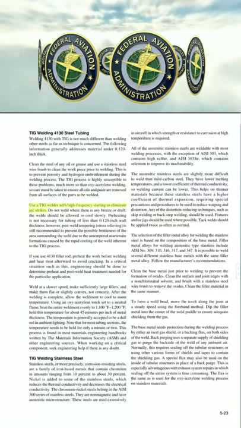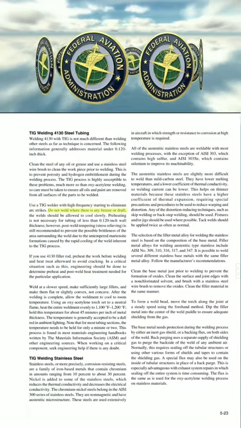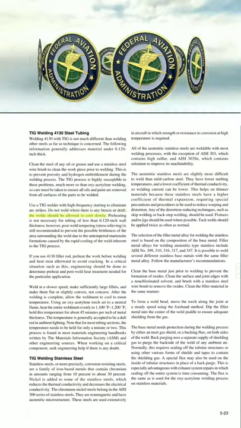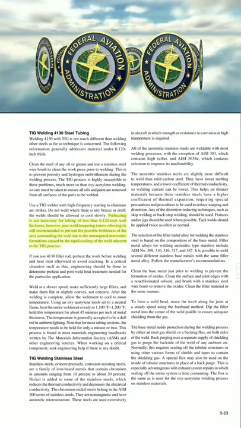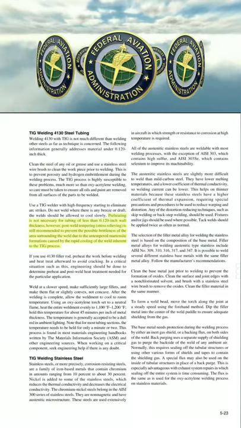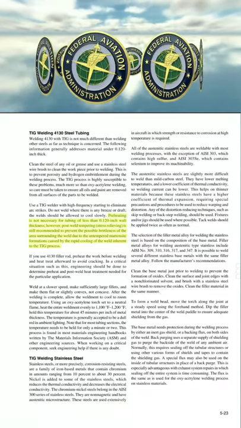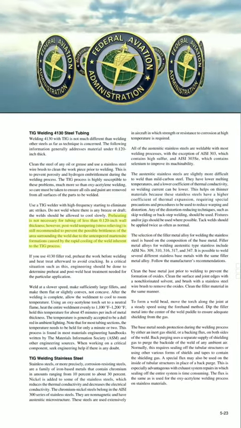Use a TIG welder with high frequency starting to eliminate arc strikes. Do not weld where there is any breeze or draft. The weld should be allowed to cool slowly. Preheating is not necessary for tubing of less than 0.120-inch wall thickness. However, post-weld tempering, stress relieving, is still recommended to prevent the possible brittleness of the area surrounding the weld due to the untempered martensite formations caused by the rapid cooling of the weld inherent to the TIG process.